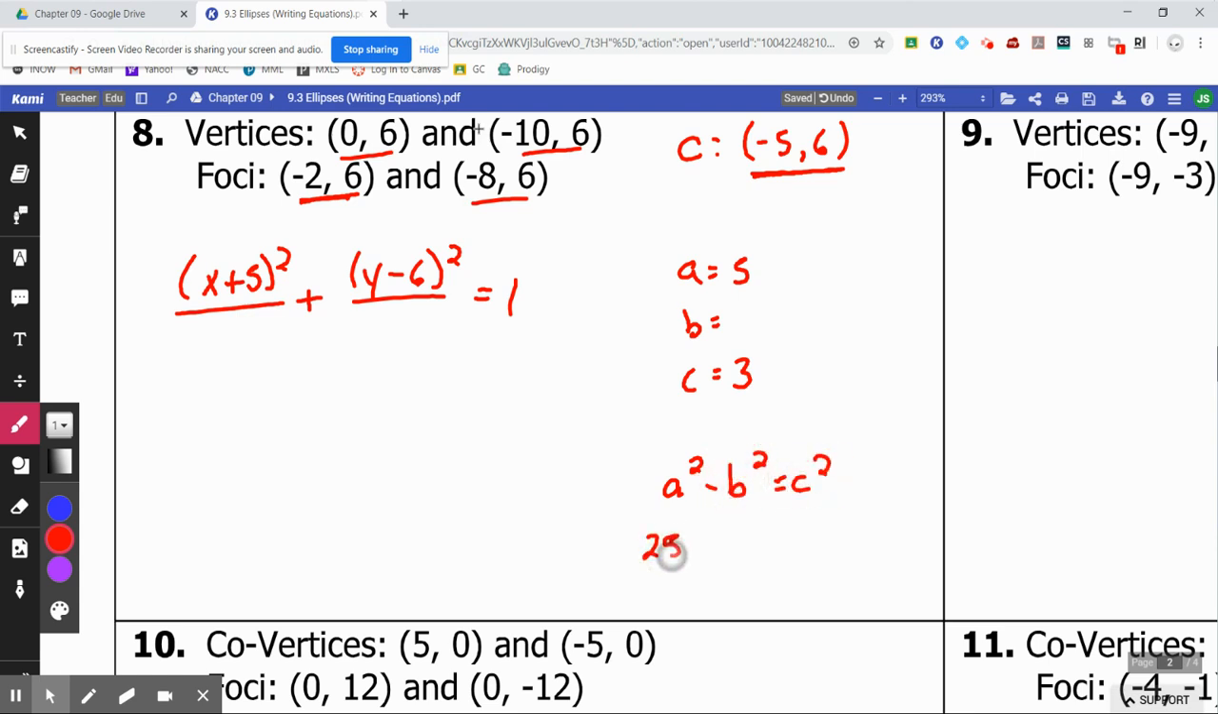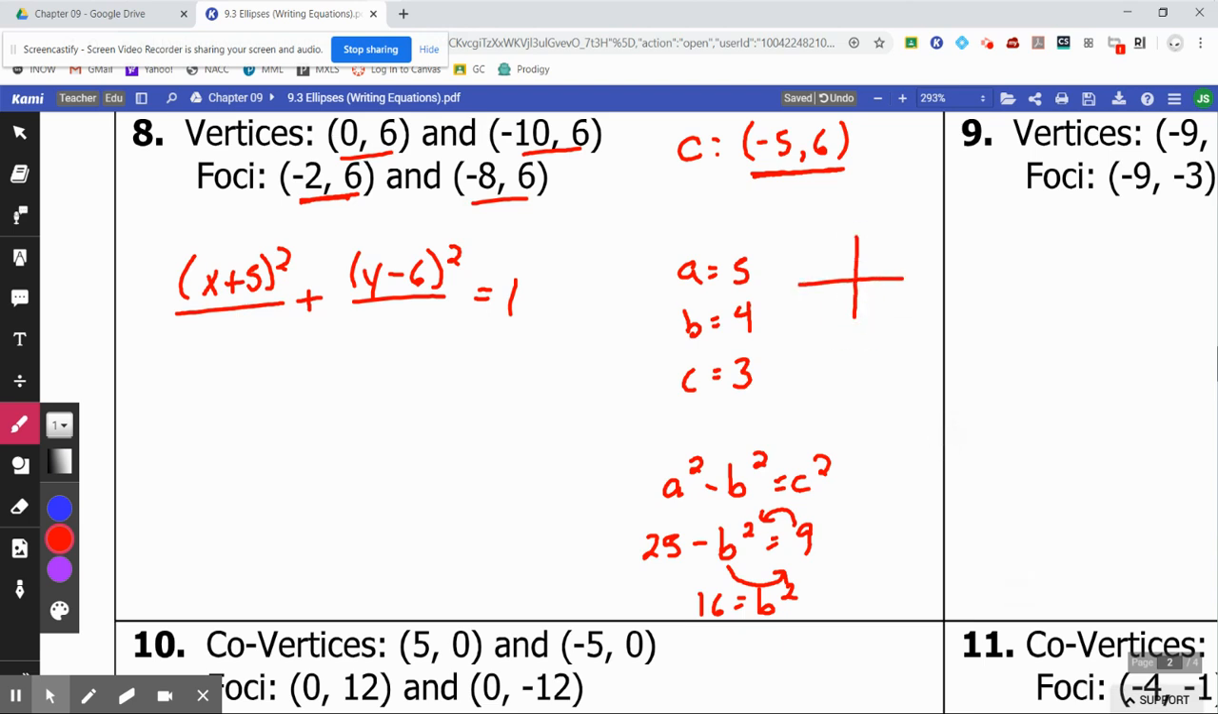A squared is 25 minus B squared is equal to 9. I would probably move my B squared over here, move my 9 over here. It gives me 16 is B squared, so my B value would be 4. So next up is just finding out, is it a horizontal or is it a vertical ellipse?